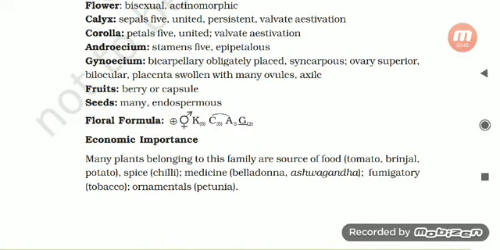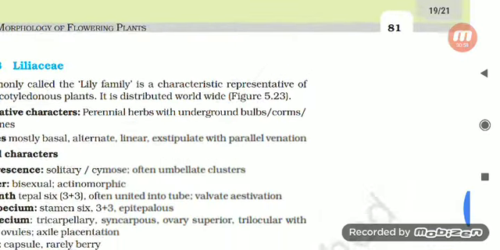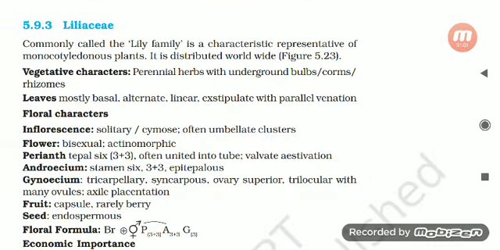Economic importance: many plants belonging to this family are sources of food: tomato, brinjal, potato; spice: chilli; medicine: belladonna, ashwagandha; fumigatory: tobacco; ornamentals: petunia. 5.9.3 Liliaceae, commonly called the lily family, is a characteristic representative of monocotyledonous plants. It is distributed worldwide.